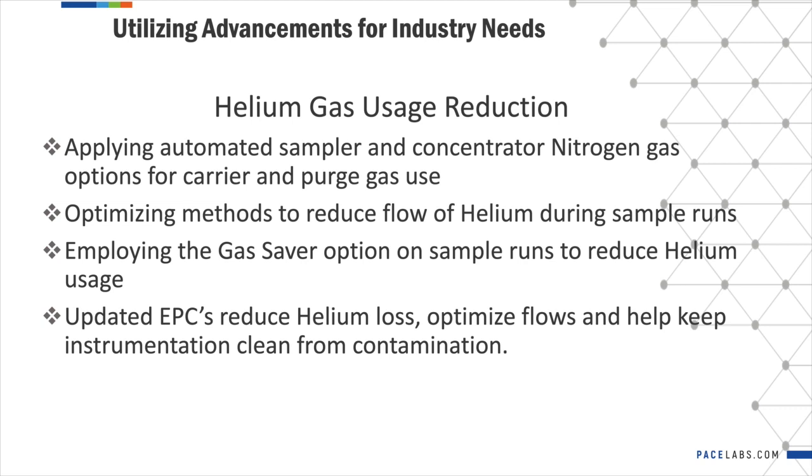We have also been able to utilize new technology to reduce our helium gas usage. By applying automated sampler and concentrator nitrogen gas options for carrier and purge gas use, we have optimized GCMS method settings to reduce flow of helium during sample runs. We couple that with the gas saver options now available on GCs to also reduce helium usage. And newer EPCs reduce helium loss, optimize flows, and keep our instruments clean from contamination.